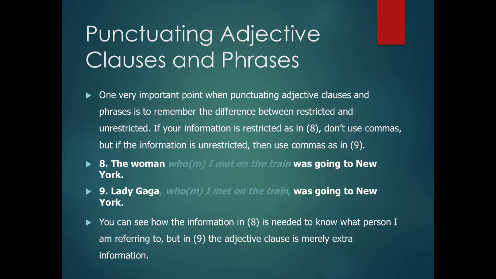Okay, well, you can understand that. So you can see how the information in 8 is needed to know what person I'm referring to, but in 9, the adjective clause is merely extra information.